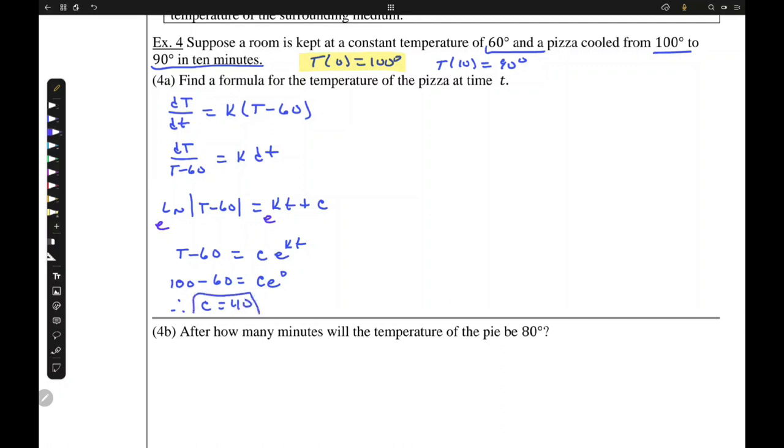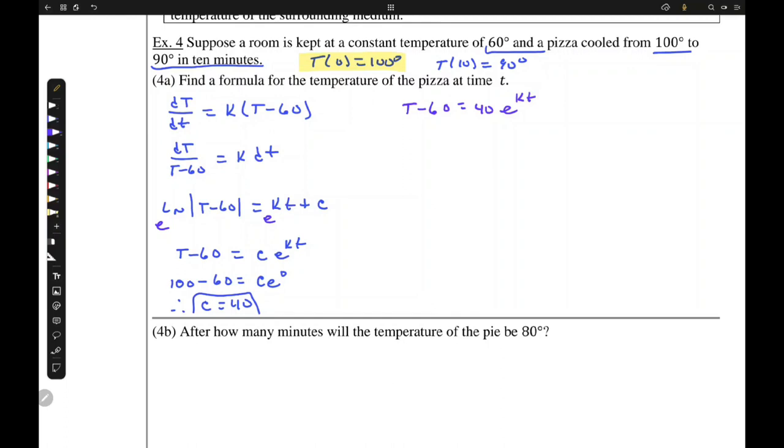So that's our first equation. We've solved for C. We need to rewrite this. So we have T minus 60 is equal to, and right here is where we substituted our C value in. We're going to plug in that 40, and so we have 40 times e to the kt.